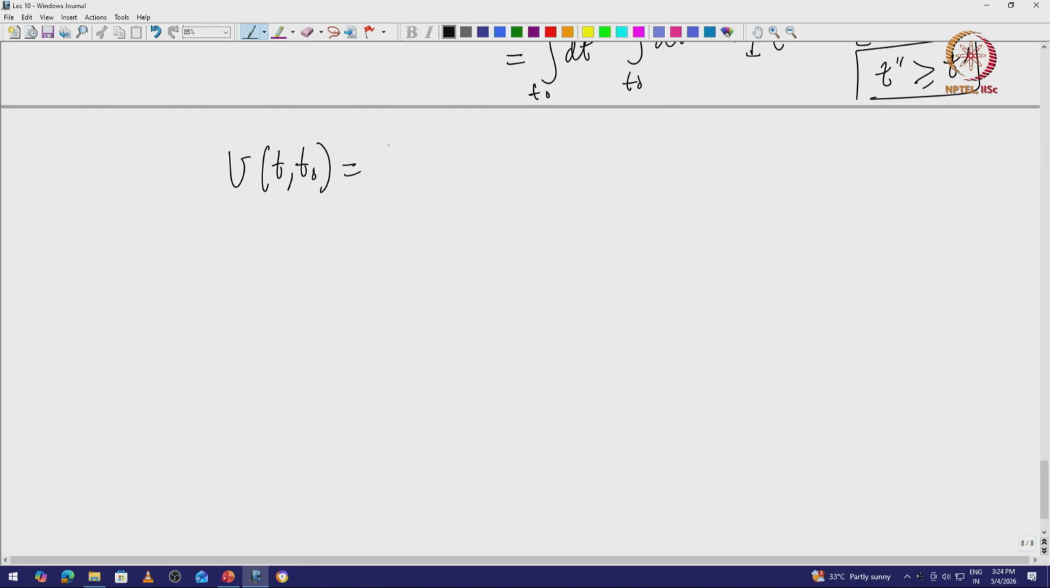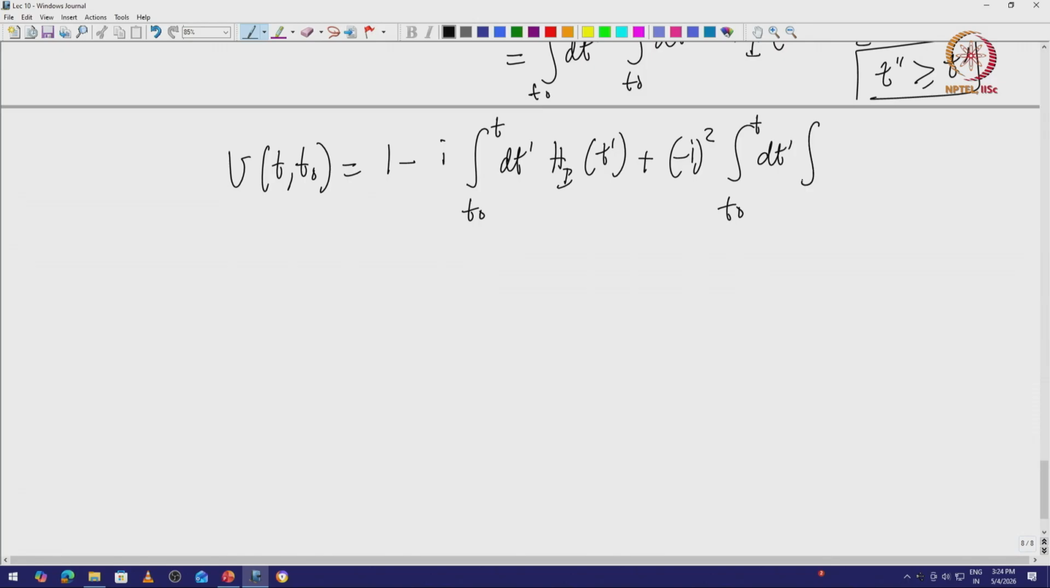Okay. So this means the final proof is U of T, T0 is equal to 1 minus i integral T0 to T dt' H_I(t') plus minus i squared integral T0 to T. Notice the limits essentially, T0 to T', dt'' H_I(t') H_I(t''). Remember that T'' is greater than T', and so on.